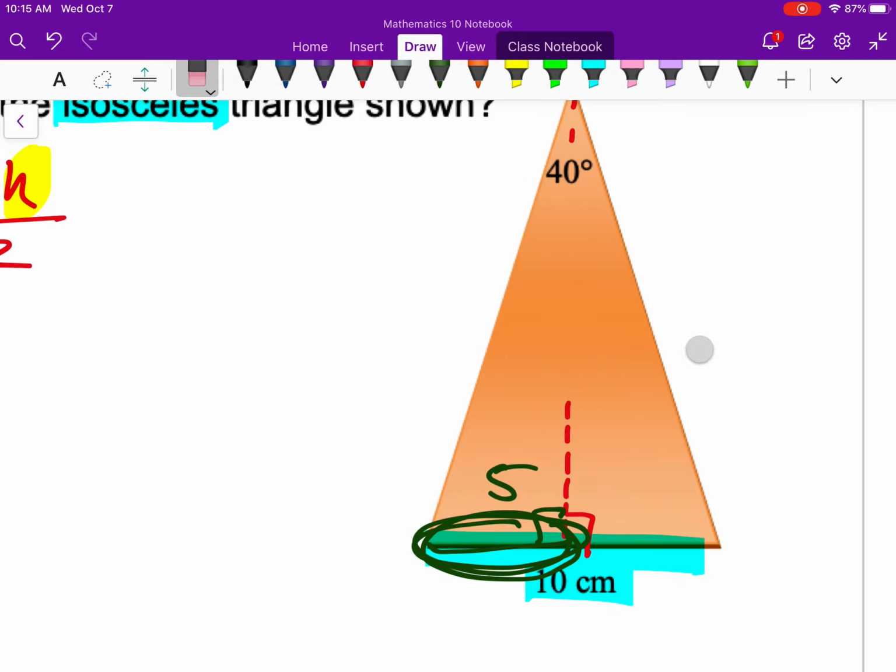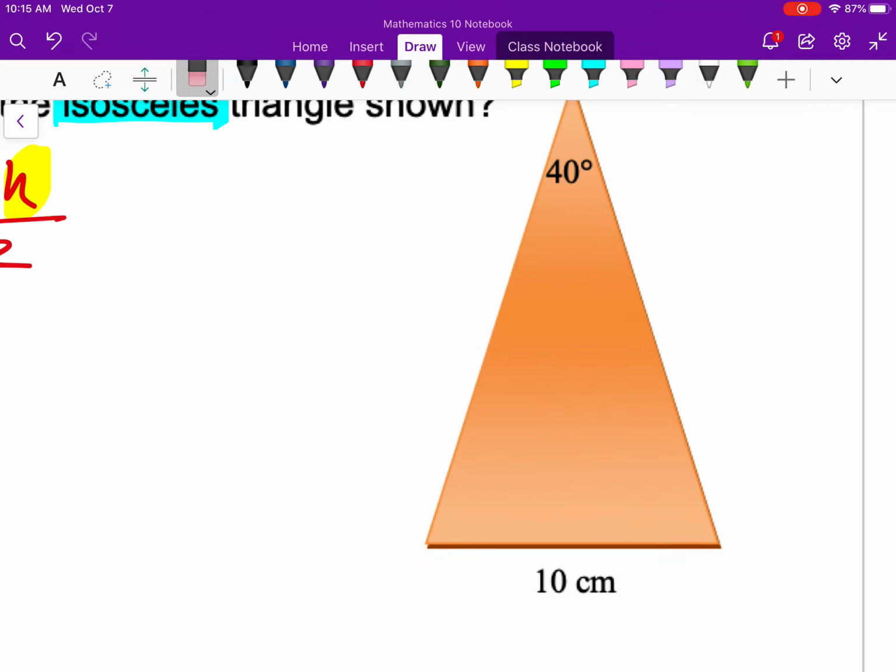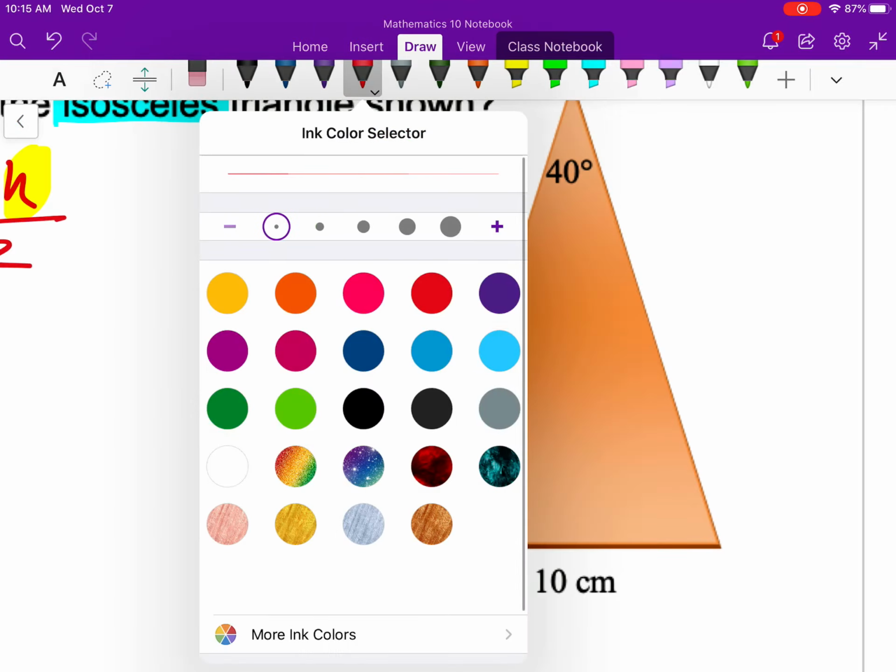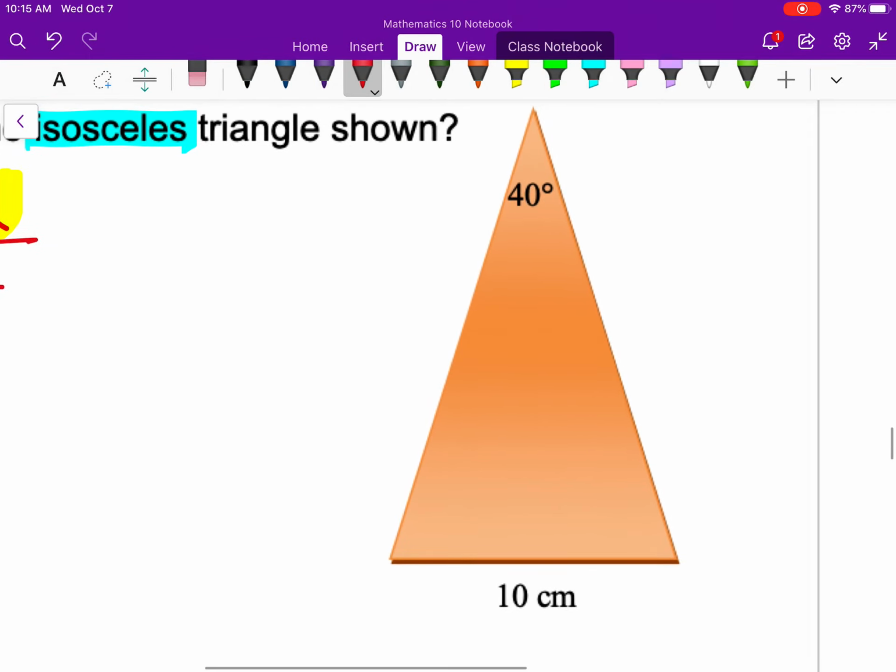So let me just clean this up then. And make it a little more neat. So now I know I'm paying attention to just this. So there's my height. This is 5 centimeters. And I don't need that 40 anymore. I need to know this is 20. All right, so how can I find the height?